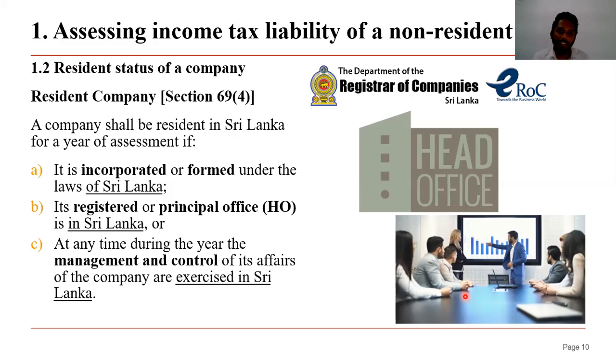But currently, in practice, we are going with the first one, incorporation, because those other two conditions are not in practice. The Department of Inland Revenue is not going into detail to verify whether effective management and control is carried on here. So whatever company is registered as a branch, they will treat as a non-resident. They will go with the incorporation or formation.